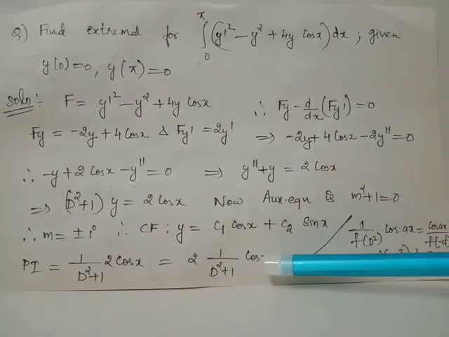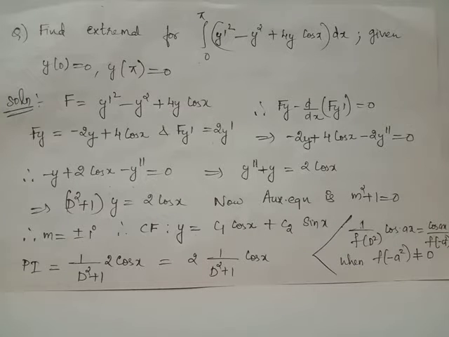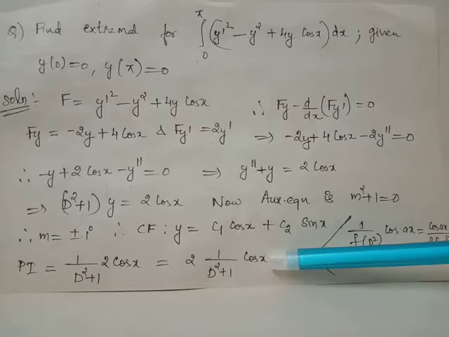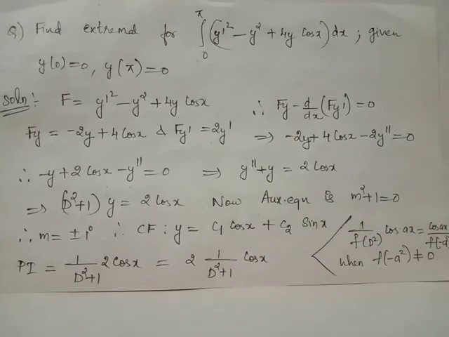Here we have cos ax with a equals 1, because the coefficient of x in the expression of cos x is 1. Therefore, we will replace D square by negative of 1 square. Thus, D square is replaced by negative 1 and we obtain the denominator as 0.